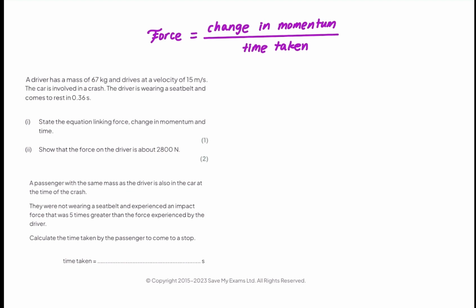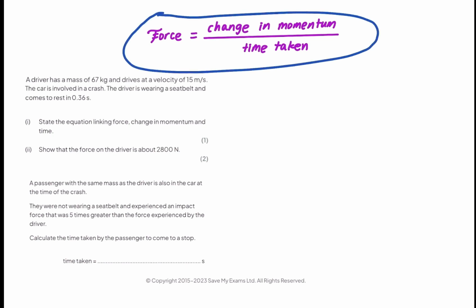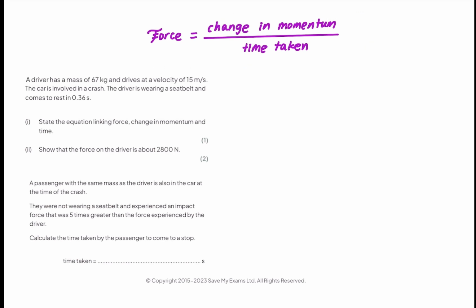So this question states that a driver has a mass of 67 kilograms and drives at a velocity of 15 meters per second. The car is involved in a crash. The driver is wearing a seatbelt and comes to rest in 0.36 seconds. So part I just asks us to state the equation, which we know is force equals change in momentum divided by time taken. Okay, now you guys can try solving part II and the next part after that by yourself first by pausing this video and unpausing for an explanation.